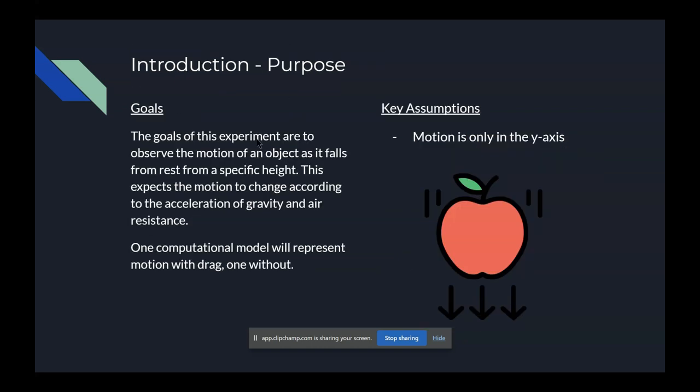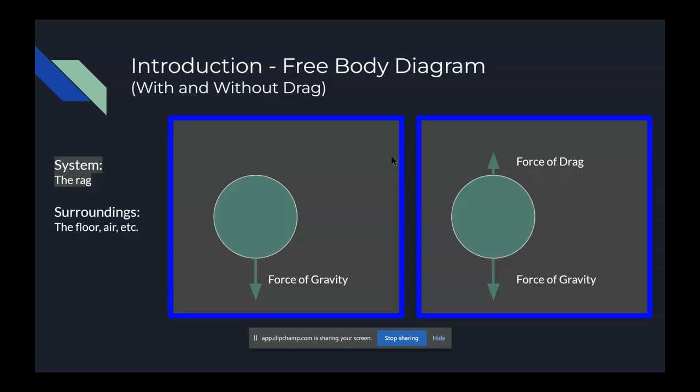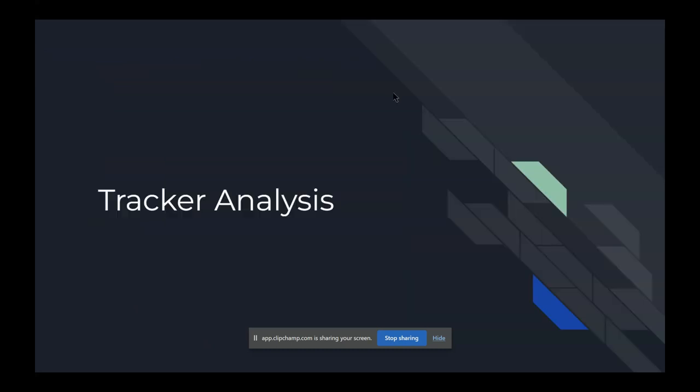So the purpose of our experiment is to show the motion of an object as it falls from rest from a specific height. And we want to demonstrate essentially that this falling is going to be more accurately described by a model with drag than without one. And we're going to do this by comparing two computational models, one for each, and assuming that it's only falling in the y-axis. So here, the system is just the rag. I represented it with a ball. It's not a ball. That's okay. First, we have the rag without drag, as we would expect, just with the force of gravity, and then with drag, which is going to be increasing as the speed increases.